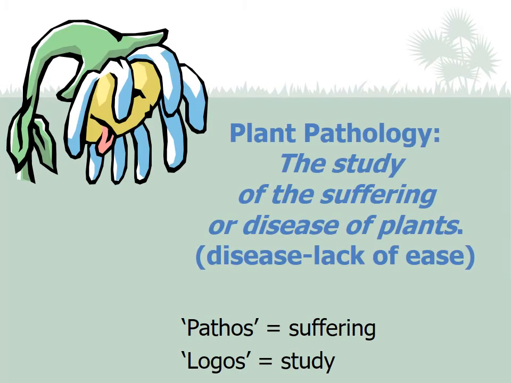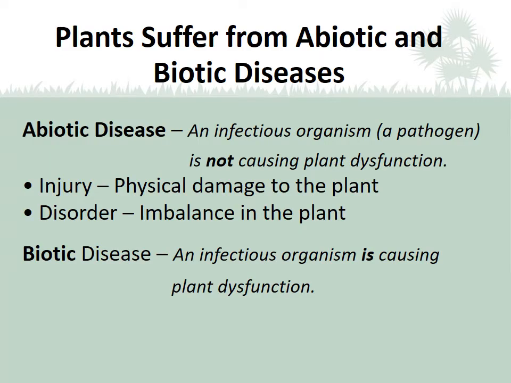Plant pathology is the study of suffering and diseased plants, and today we'll talk about the different types of diseases plants can suffer from and ways you can prevent and manage them in the landscape. Plants suffer from abiotic and biotic diseases.